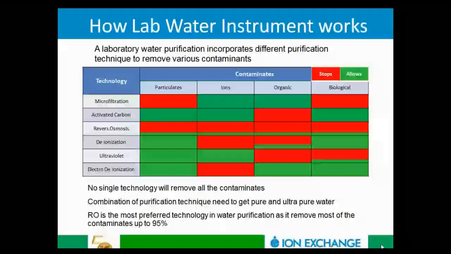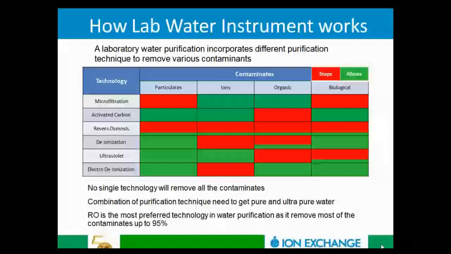Organic is anything related to carbon. It could be human waste, it could be decaying objects or petroleum, sugar. Examples of that, those are organic. And then you have the biological contaminants. This could include bacteria, algae, DNAs, endotoxin, things like that.